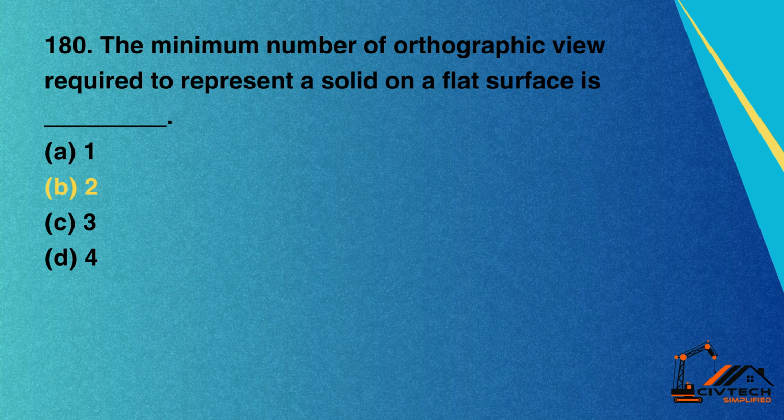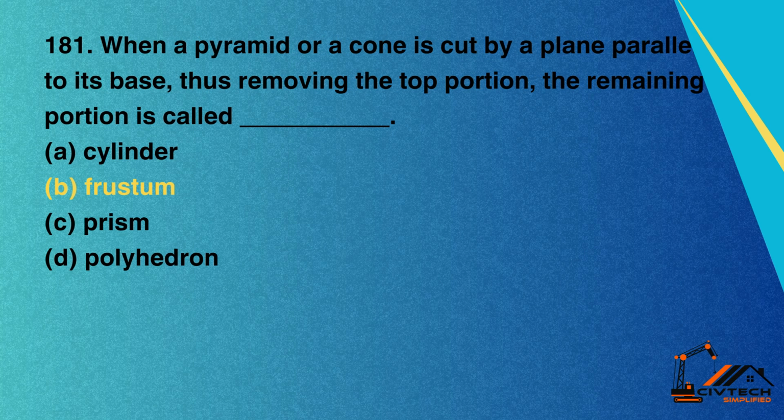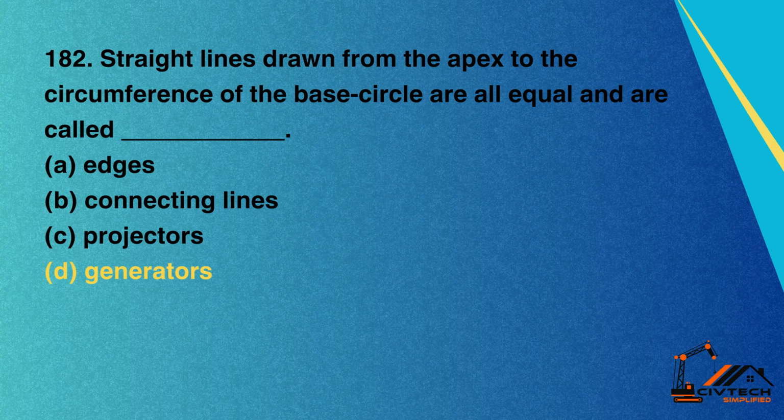180. The minimum number of orthographic views required to represent a solid on a flat surface is A, 1, B, 2, C, 3, D, 4. Correct option, B, 2. 181. When a pyramid or a cone is cut by a plane parallel to its base, thus removing the top portion, the remaining portion is called A, cylinder, B, frustum, C, prism, D, polyhedron. Correct option, B, frustum.